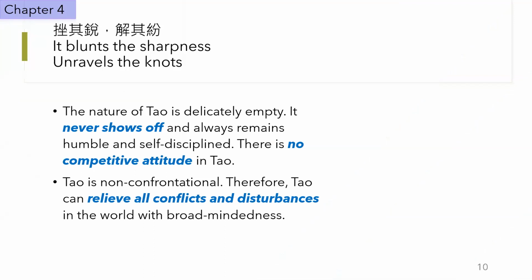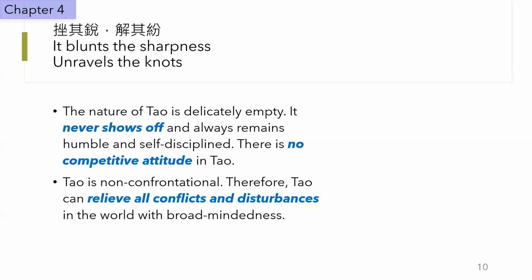The nature of Tao is delicately empty. It never shows off and always remains humble and self-disciplined. And that is, there is no competitive attitude in Tao. This is so beautiful, 挫其锐.